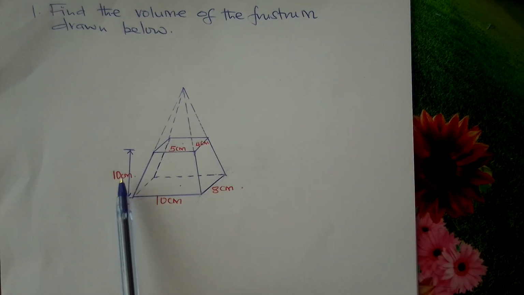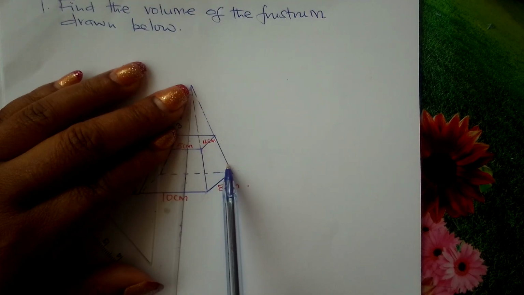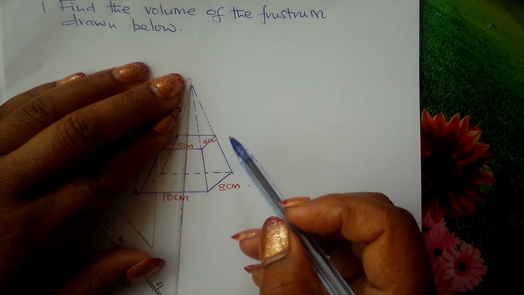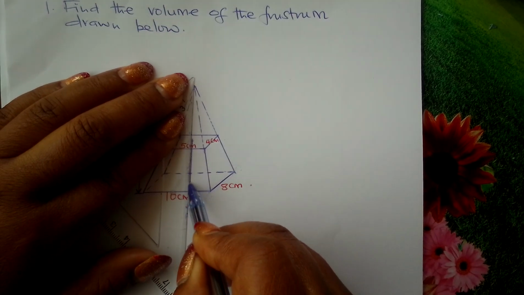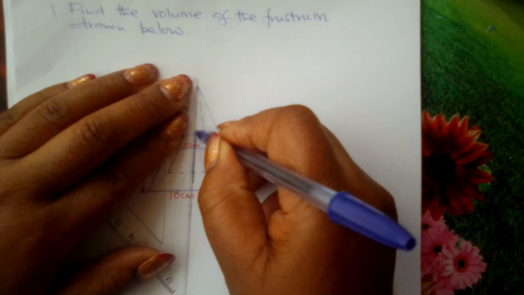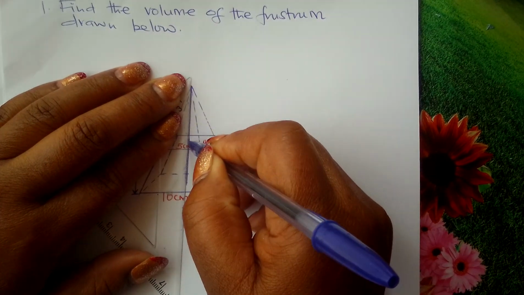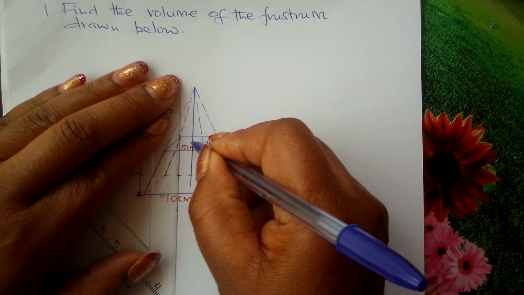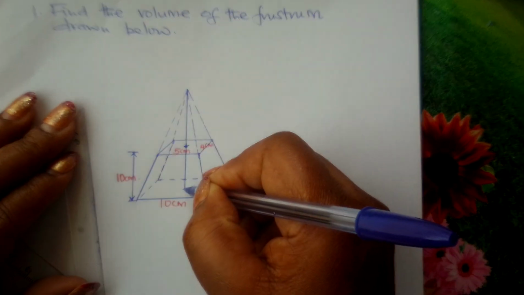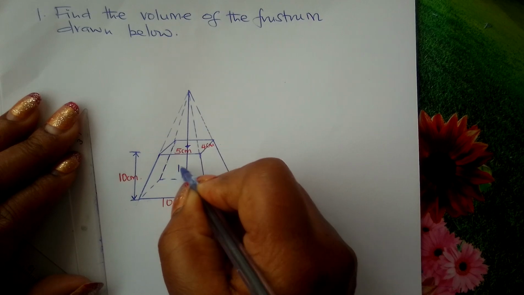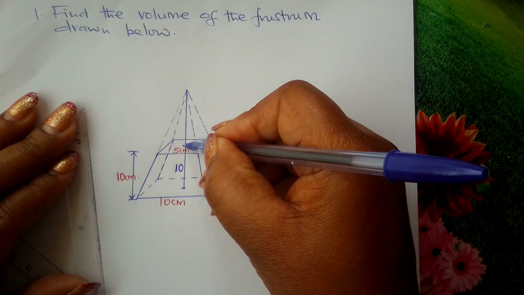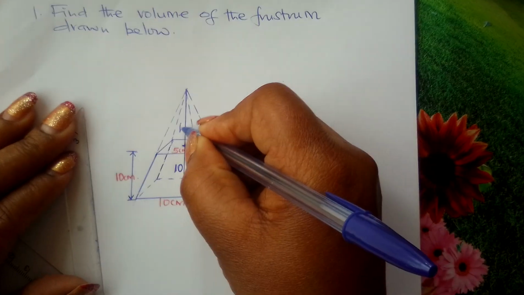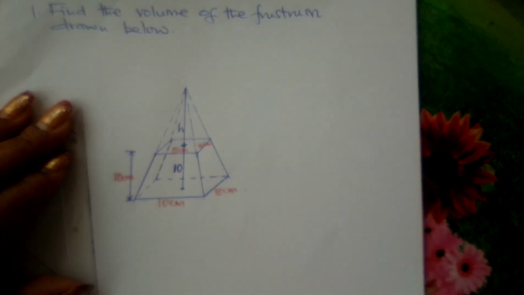We are also given the height of the frustrum, this one here. We can transfer it to the center of our frustrum, our 10. And we can as well produce the height of the smaller pyramid. From here to here is the height of our frustrum, 10, and this is the height of the small pyramid up there, small h.